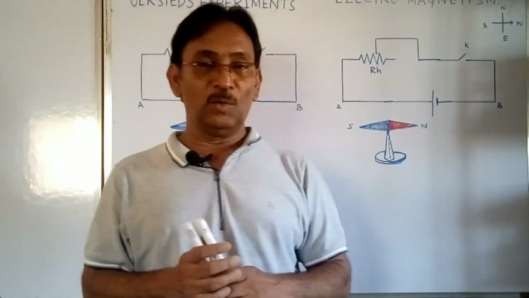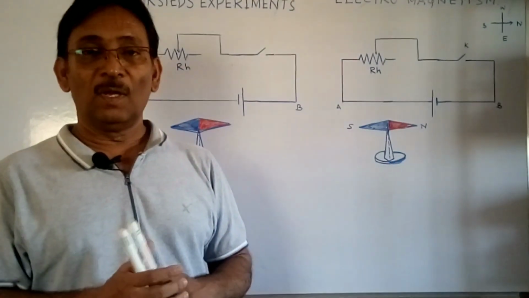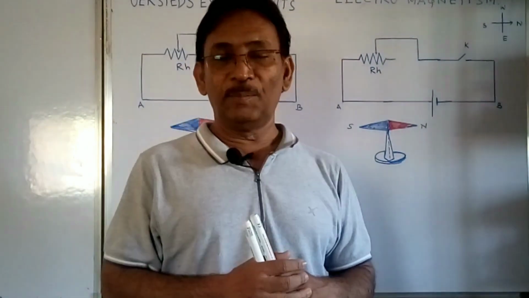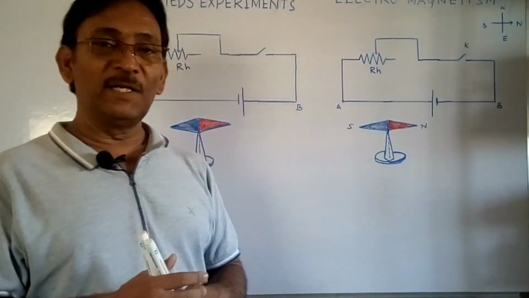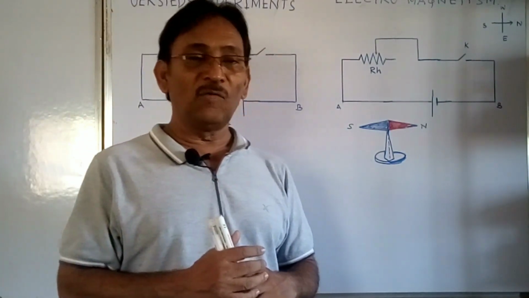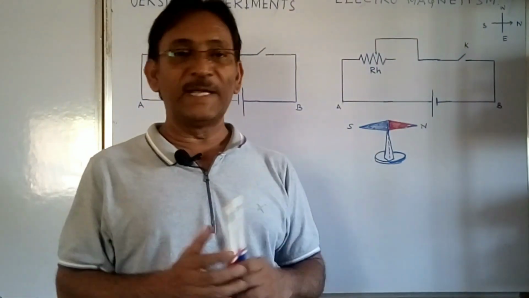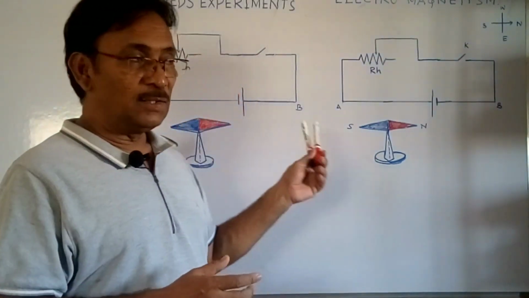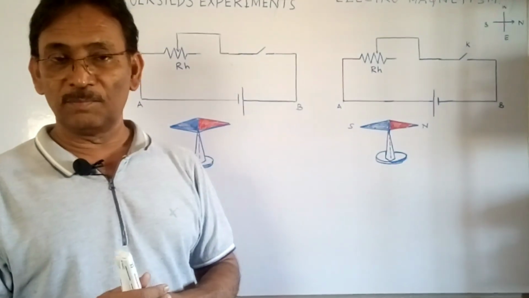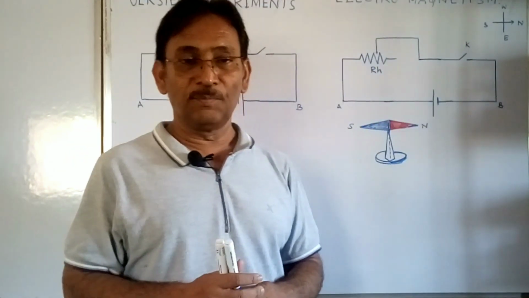Students, in this part of the video, we are going to learn about electromagnetism. Before the 19th century, people thought that electricity and magnetism were two different subjects. But by the experiments of Ørsted, it was found that they could be treated as a single one, and that branch of physics is known as electromagnetism. We can learn the properties of electricity as well as magnetism.